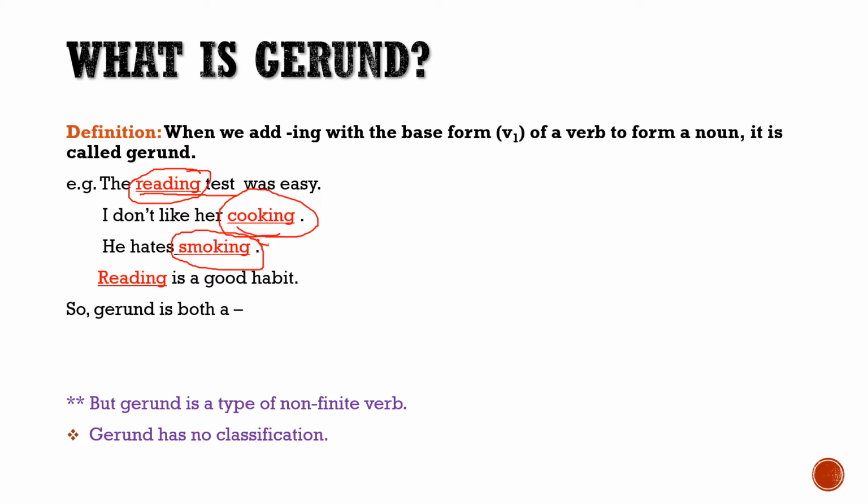The last example is: reading is a good habit. So we have added ing with the base form of the verb read, and thus it has become a noun and it is a gerund here, and it is used as a subject in this sentence. So what we can say is that gerund is both a verb and a noun.